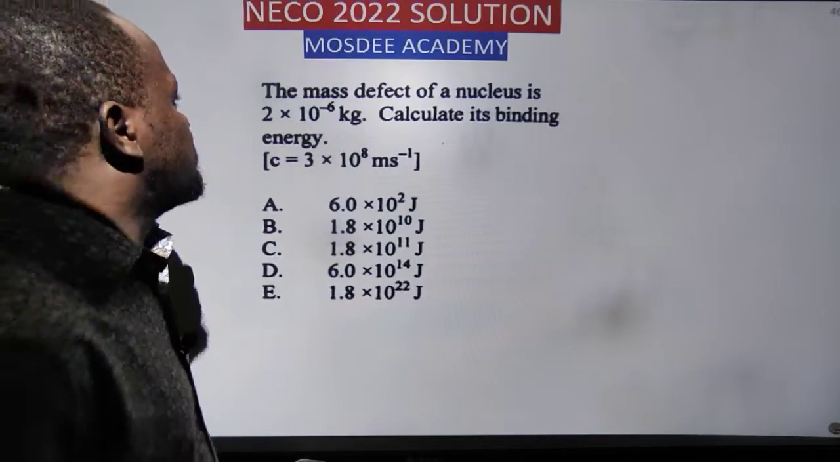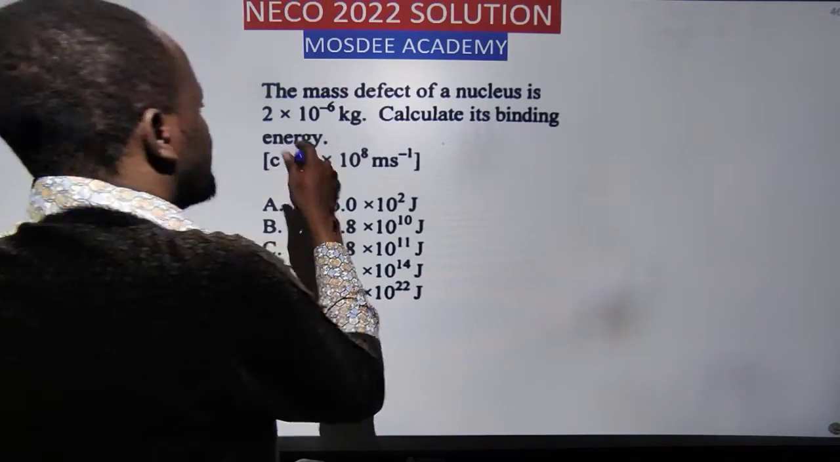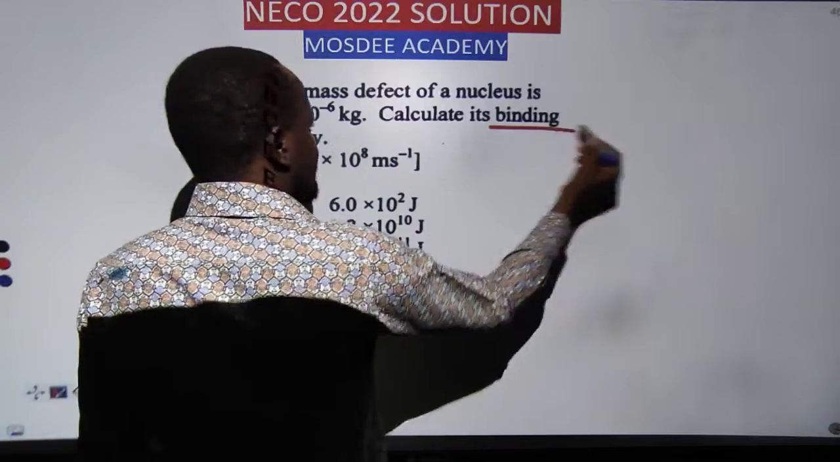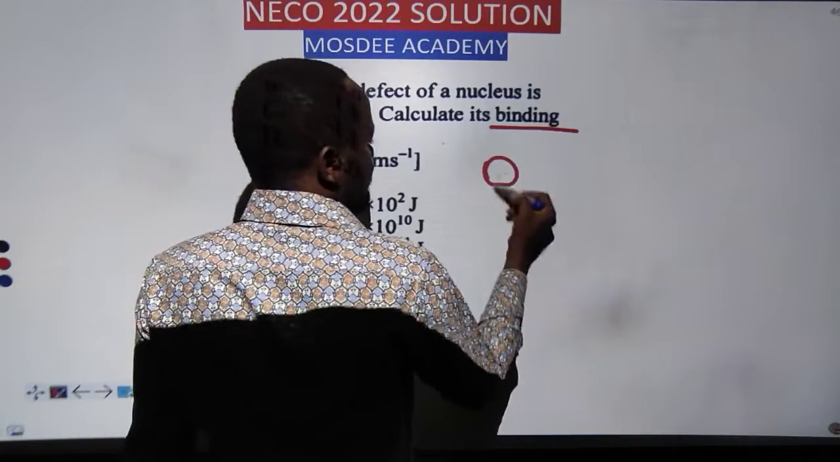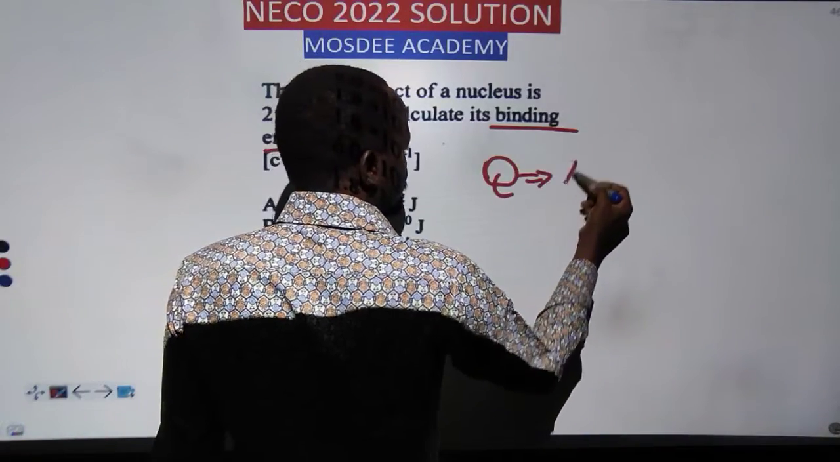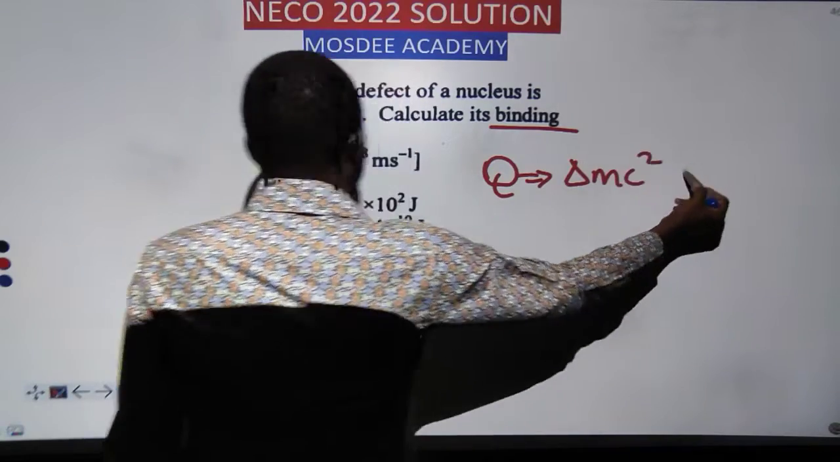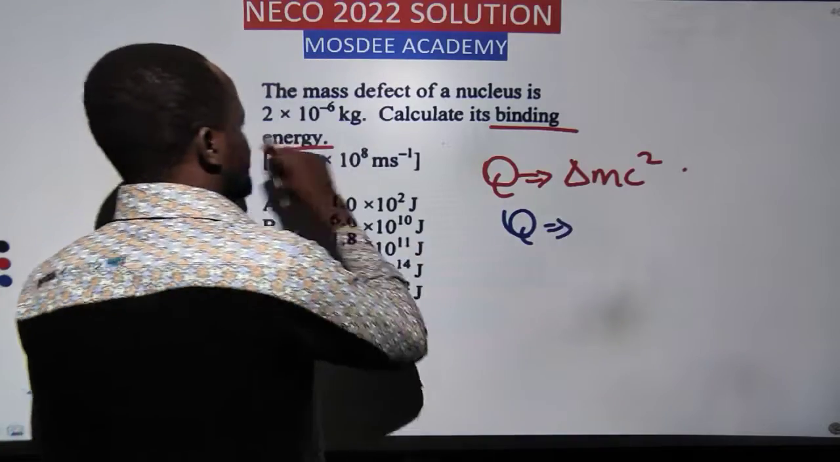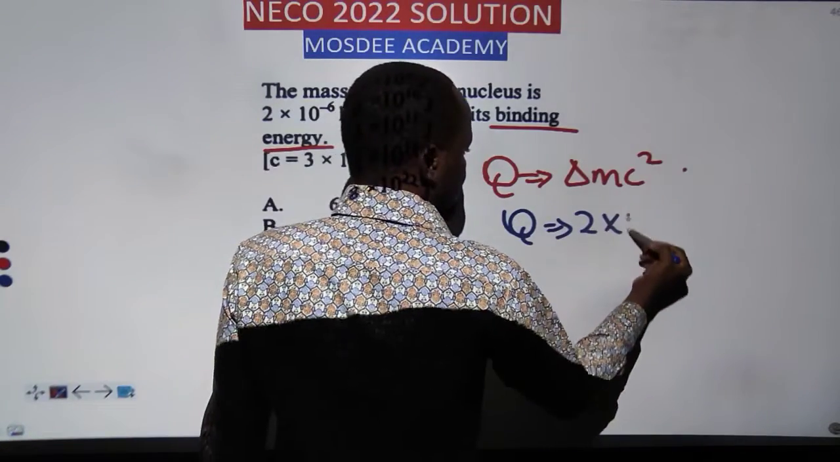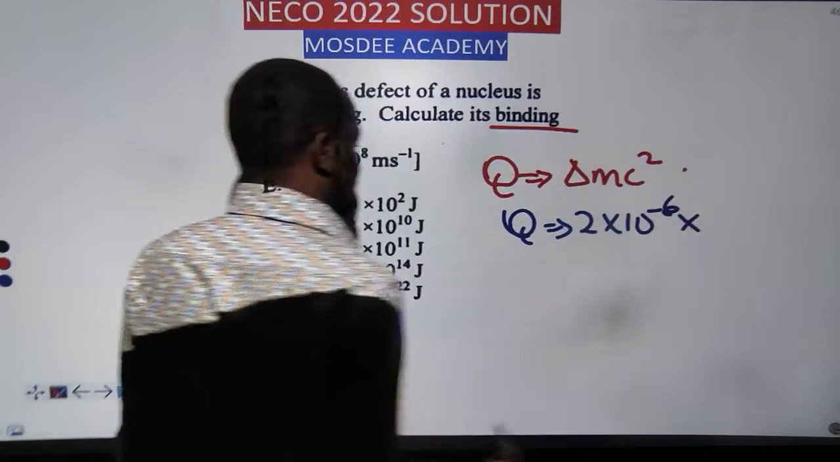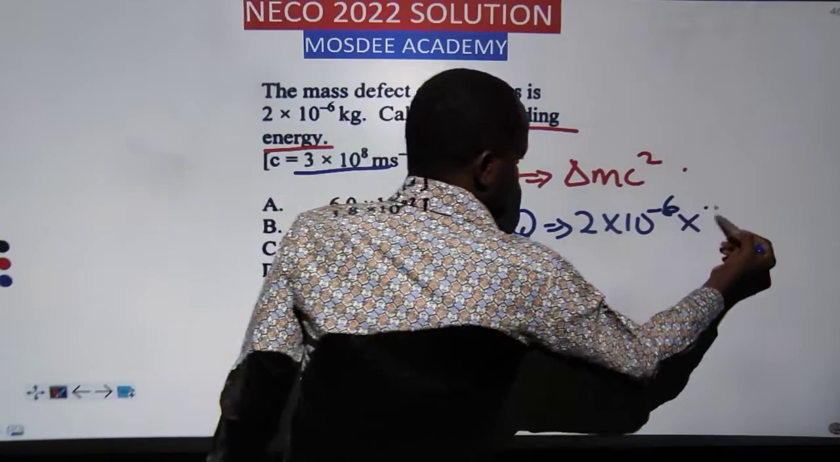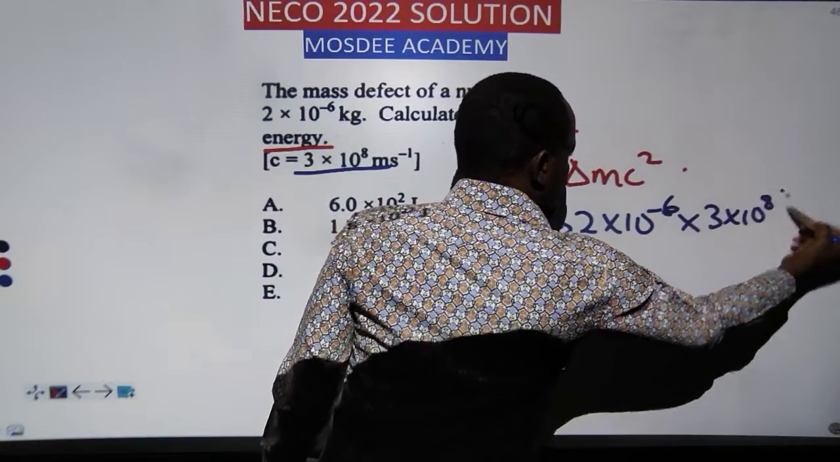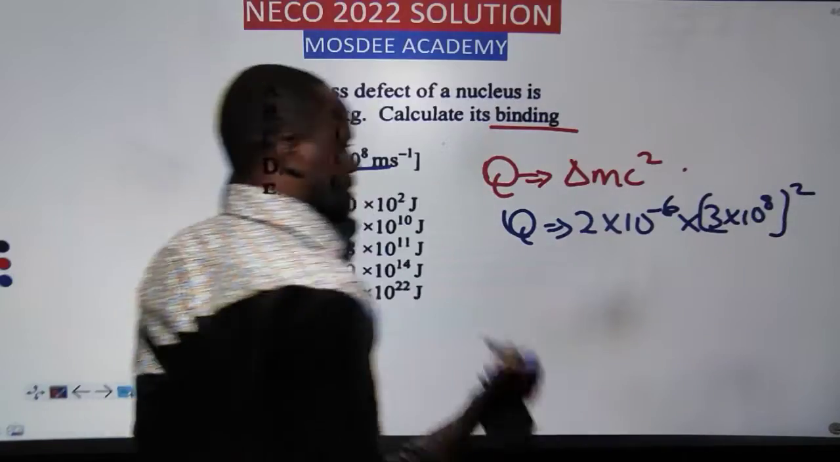Question 46. The mass defect of a nucleus is 2 times 10 to the power negative 6. Calculate its binding energy. Binding energy is from Einstein's equation, change in mass times c squared. So just put in the parameters. I'll be leaving some questions for you. The mass is 2 times 10 to the power minus 6, times 3 times 10 to the power 8 squared. That's 9 times 10 to the power 16.